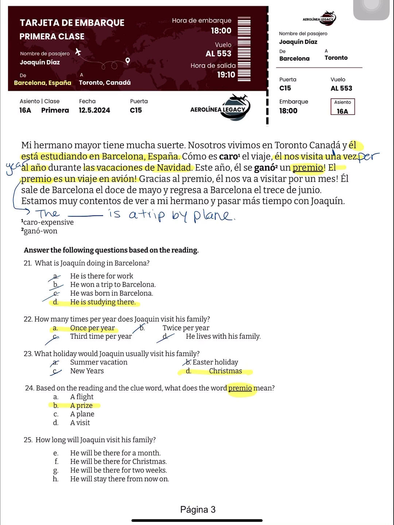How long will Joaquin visit his family? Okay, it tells us, gracias al premio, thanks to the prize, él nos va a visitar por un mes. So we're going to highlight, él nos va a visitar por un mes. Here, if you notice, it doesn't say una like it says up here, because a month is masculine instead of feminine, like we have it here. So we're going to say 1 month. Okay, so I go here and my answer is he will be there for a month.